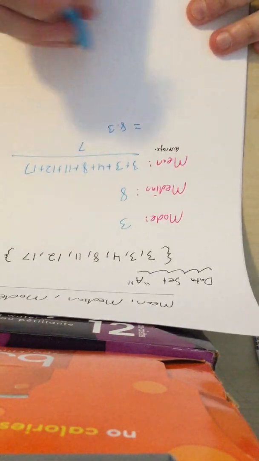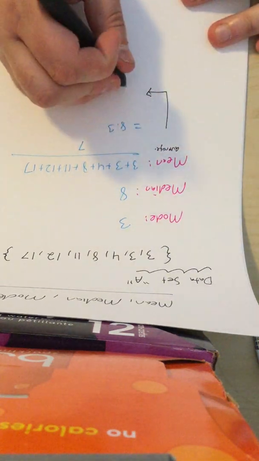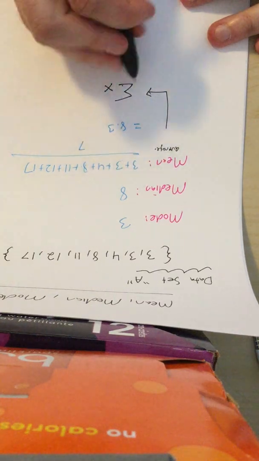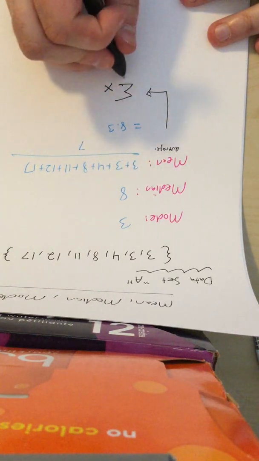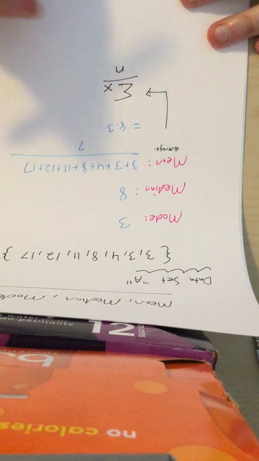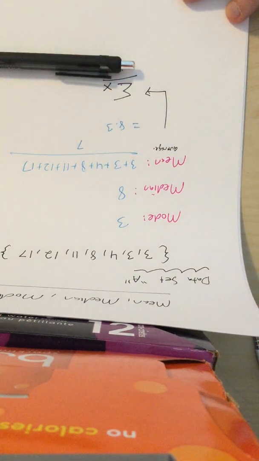Now, a cool way of writing a formula, if you wanted to be neat about it, would be the formula for mean: you add up all the values of x, so that's the sum of all the values of x, divided by n, where n is the number of points in the data set. So it's the sum of all the values of x divided by the number of points.